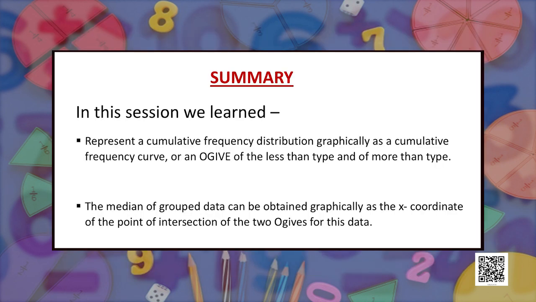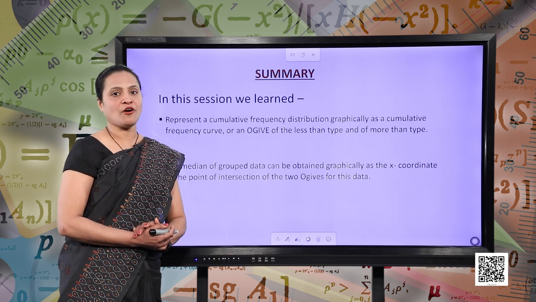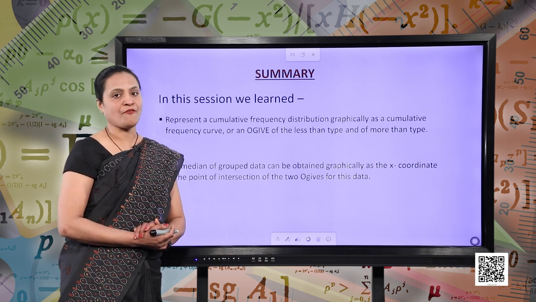In today's session, we learned to represent a cumulative frequency distribution graphically as a cumulative frequency curve or an ogive of the less than type and of the more than type. Then the median of grouped data can be obtained graphically as the x coordinate of the point of intersection of the two ogives for this data. I hope you have understood the plotting of ogives in both the types of data.